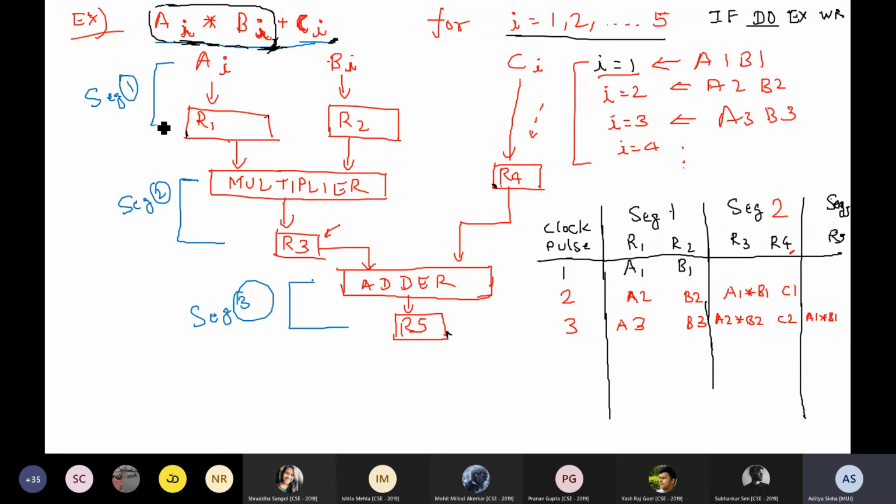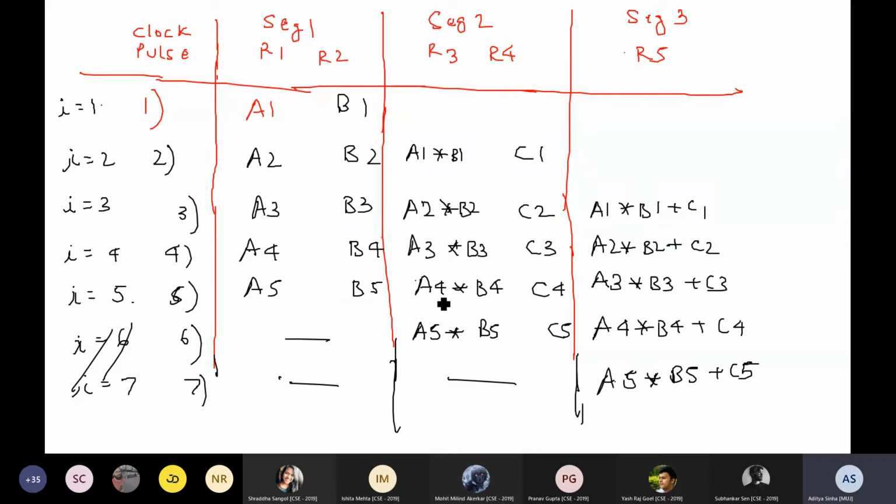That is why we divided it into 3 segments. The first segment is putting the data inside the registers, because without this you can't actually do the addition. In the second segment, you store the multiplication in one register and take the C data into the other register. And in the third segment, you add both sides together and put the result inside R5. Is this and this chart clear so far? Yes, sir. Okay.